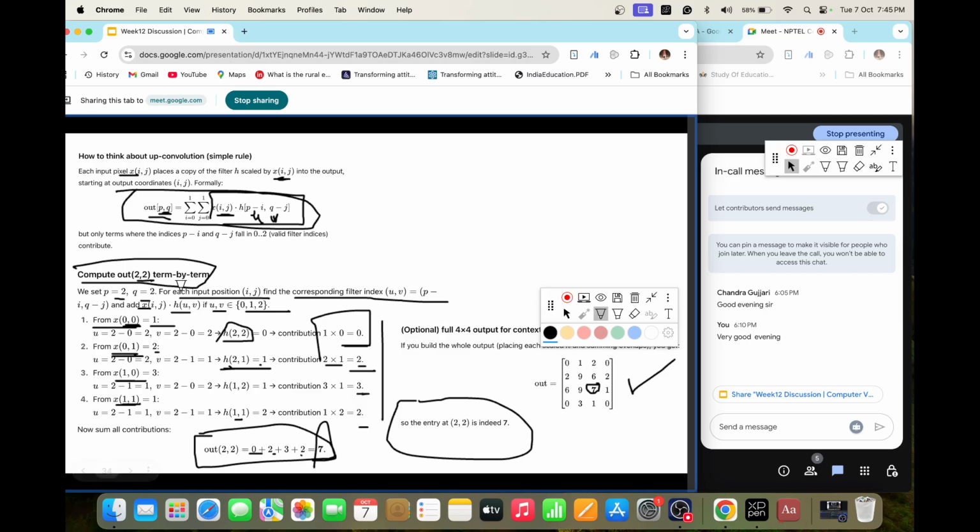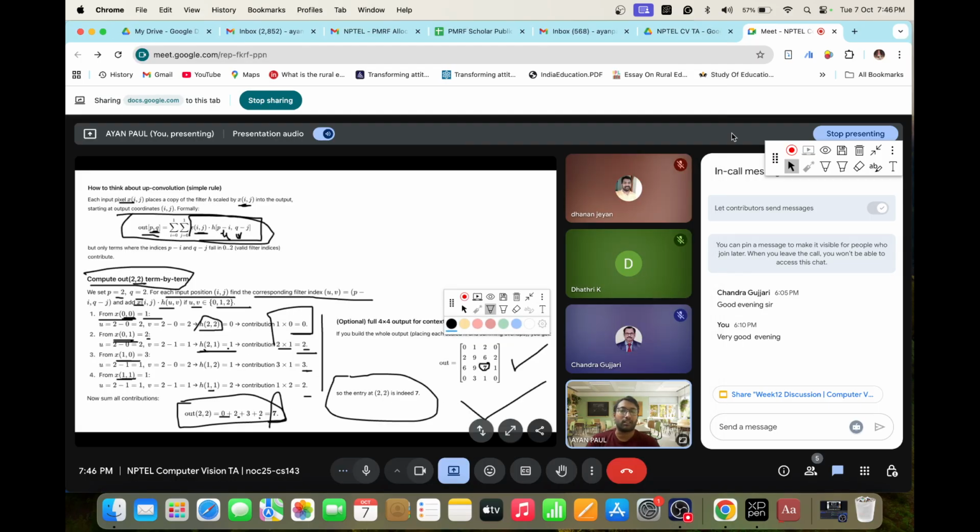For example, when p comma q is 0 comma 0, then also you can calculate what is the output. Then p comma q 0 comma 1, then also you can calculate the output. And if you calculate all the outputs, you will get the upconvolved matrix. Okay, so this is the whole thing.